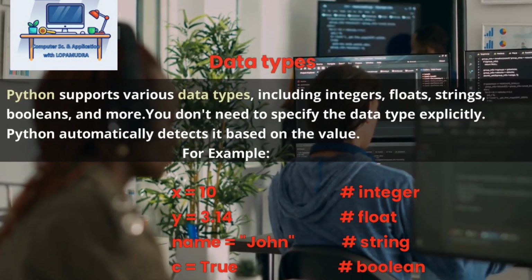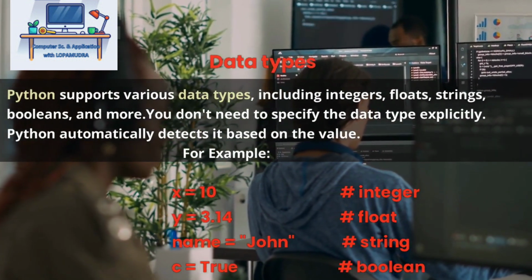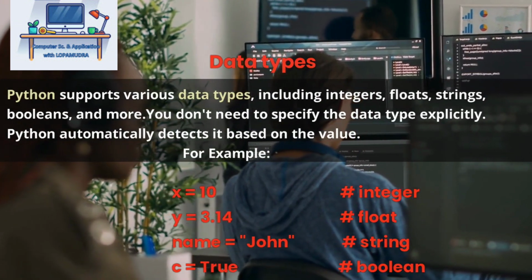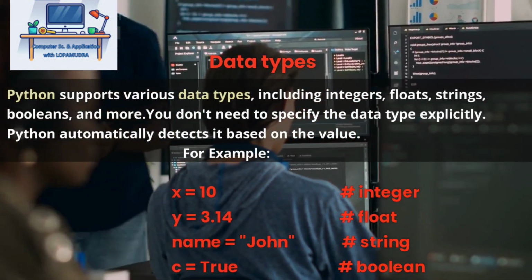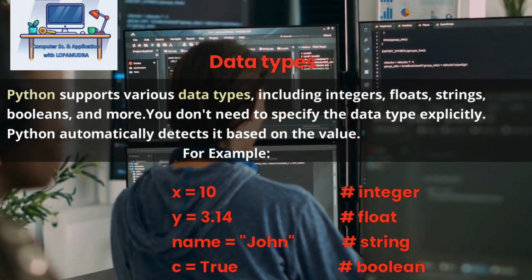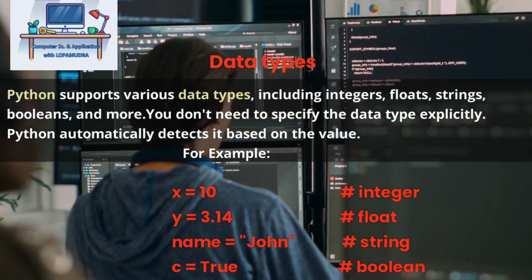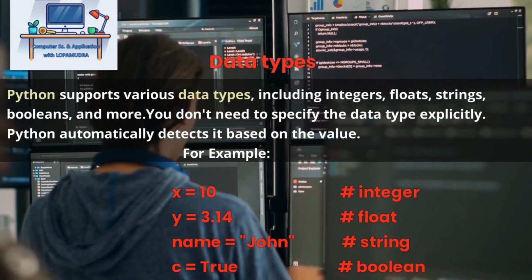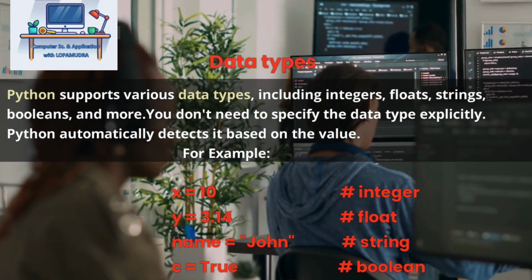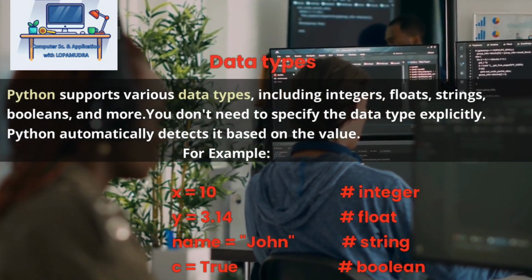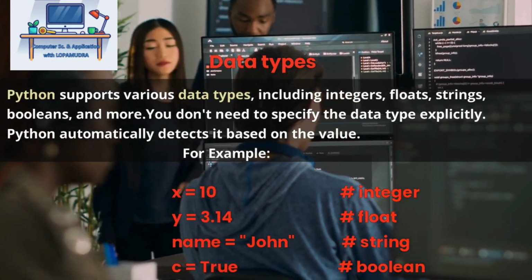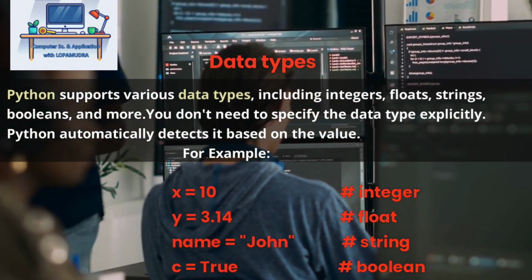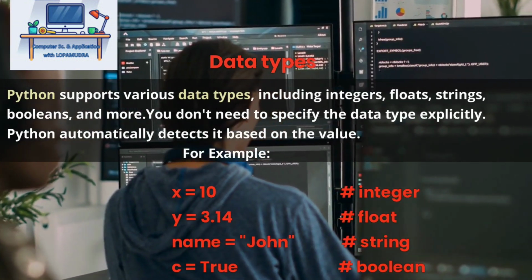Next one is data types. Python supports various data types including integer, float, string, booleans and many more. For example, x equal to 10. 10 is an integer value. y equal to 3.14. 3.14 is a decimal value, so we can say this is a float value. name equal to "John". John is a string value. And c equal to True. True is a boolean value.